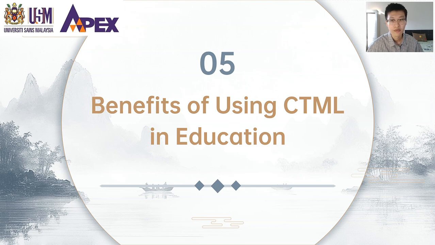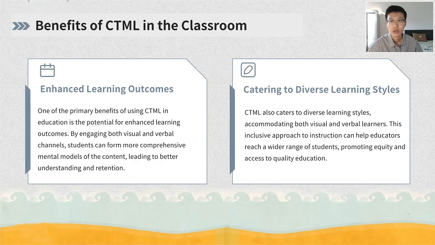Chapter 5, benefits of using CTML in education. So the first is enhanced learning outcomes. One of the primary benefits of using CTML in education is the potential for enhanced learning outcomes. By engaging both visual and verbal channels, students can form more comprehensive mental models of the content.